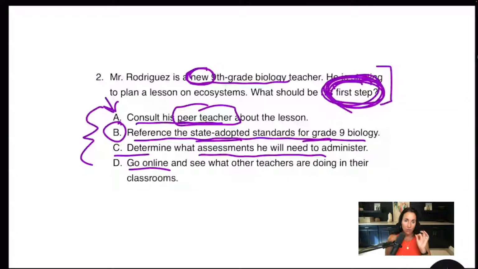There's always something in the question that's going to lead you to the right answer. And this is another one of those questions where you might say, "Oh my gosh, everything in the answer choices looks like it's the right answer." But there is always one correct answer unless it asks you to choose all that apply. And there's going to be clues here. First step, planning a lesson. All that has to do with the standards.